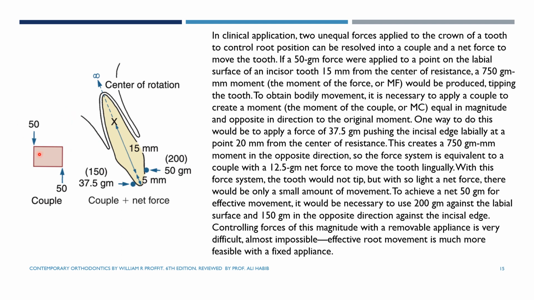How can we measure a couple? A couple is measured by multiplying one of the forces by the distance between them. So if this distance is 5 millimeters, then you say 50 times 5, which equals 250 gram millimeters, and we call this the moment equivalent. So when we measure the couple, we use the moment equivalent, and usually it's our weapon that we use to resist the moment of the force when we use fixed orthodontic appliances.